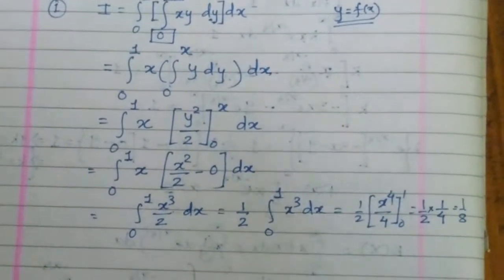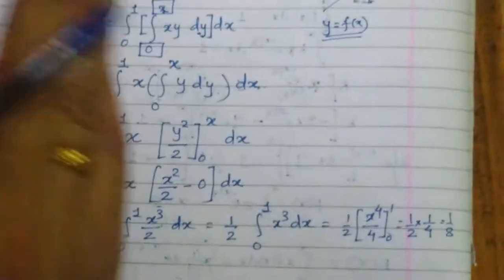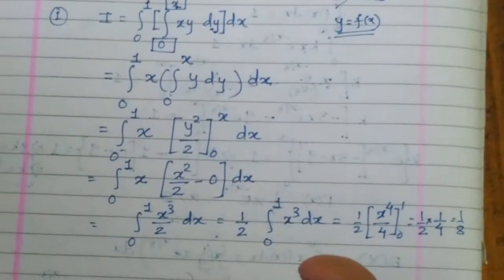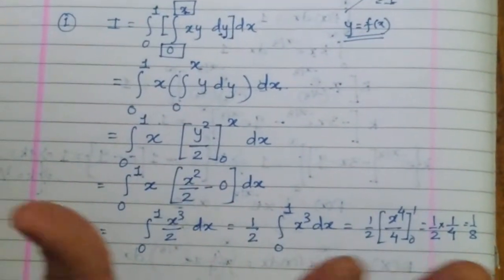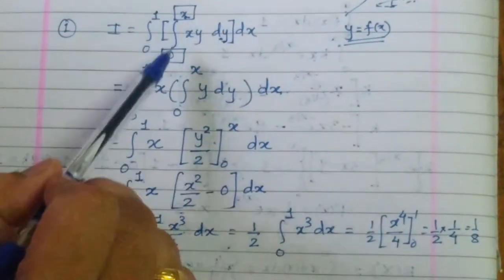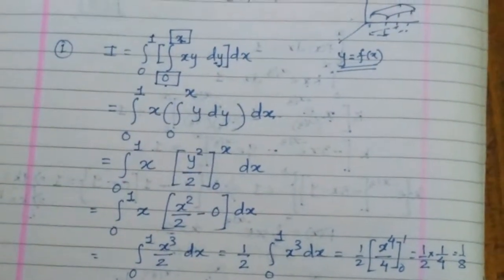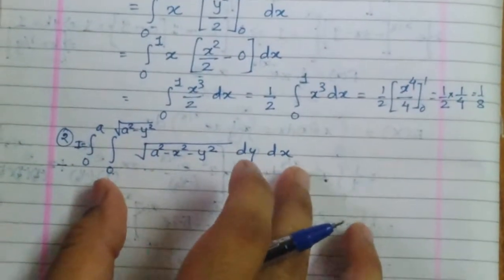I have not discussed any graph or the nature of the curves involved, so we have not discussed anything like that here. We just focus on a simple problem and how to identify the limits. One more example I would like to discuss here. See, this is the second problem.